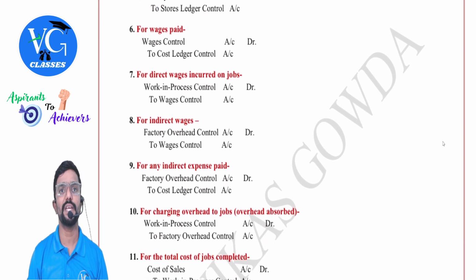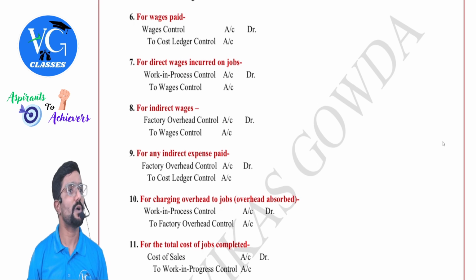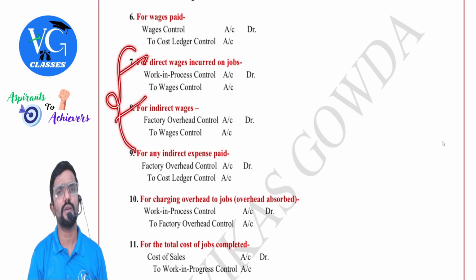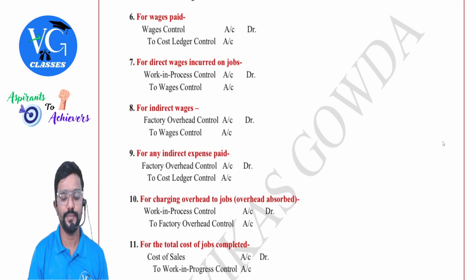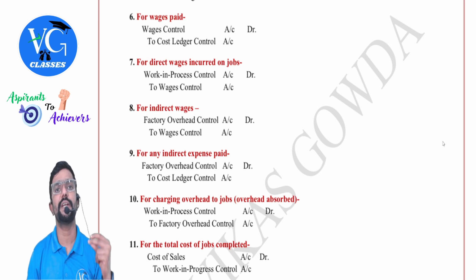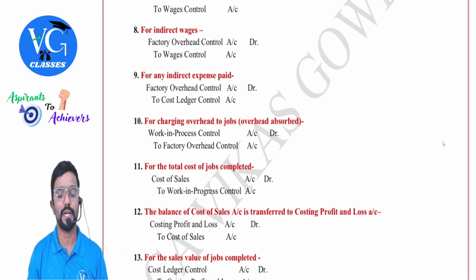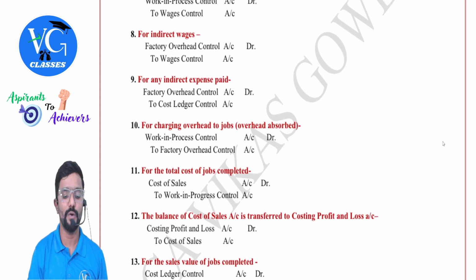Then for wages paid, what is the entry? Wages control to cost ledger control account. Then direct wages and indirect wages. Sir, can I combine both of these and pass one compound entry? That is also fine. Now coming to this. If it is direct wages, where do we transfer it to? Work in progress. So work in progress to wages control. If it is indirect wages, it will go to factory overhead control account. So factory overhead control account to wages control.